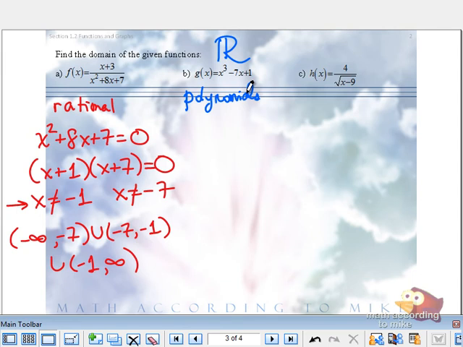The third one is a hybrid between the first two rules because we have a possible division by 0 and we have a possible square root of a negative. So here we go. According to the first one, we cannot divide by 0, so the denominator can't be 0. The denominator is only going to be 0 if x minus 9 equals 0. Is that okay? Okay. 2, can't take the square root in this case of a negative number.